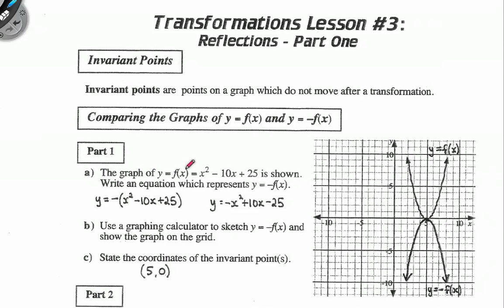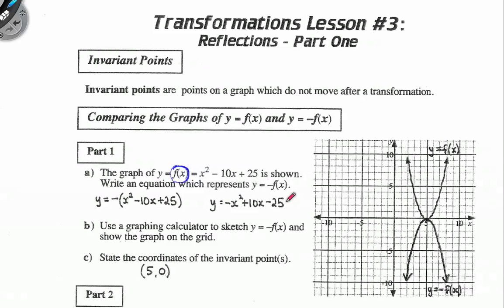The graph of y equals f of x is x squared minus 10x plus 25 as shown. And here it is right here, top one. Write an equation which represents negative f of x. So basically all we're doing is we're changing all the signs of f of x. This whole thing is multiplied by negative 1, in other words, because what we've done is we've taken this, multiplied it by negative 1. So here we are, you can see what's been happening, and so the signs all change.